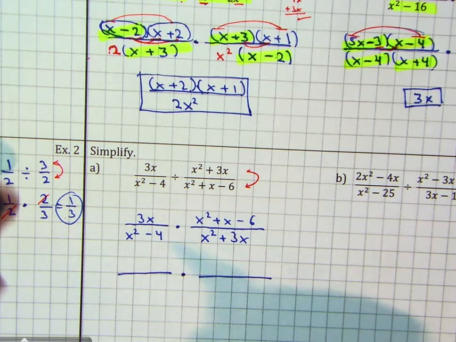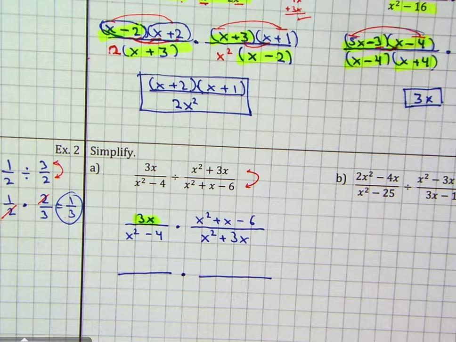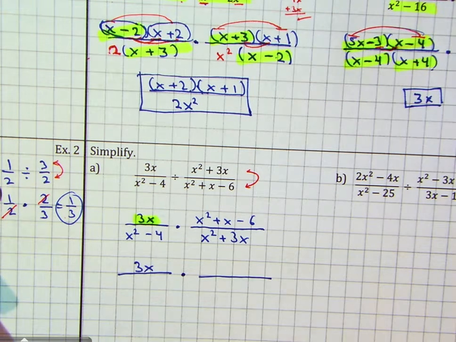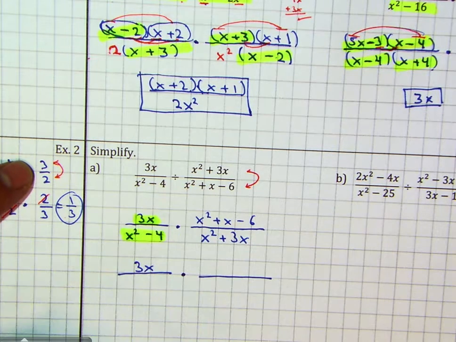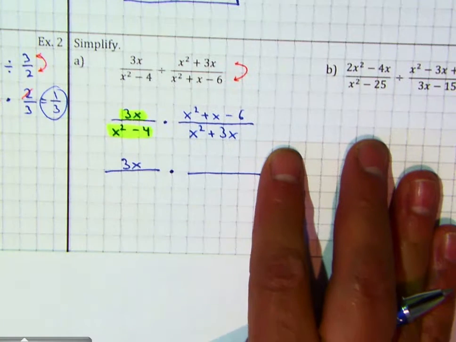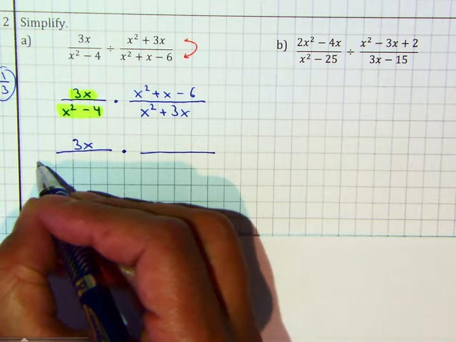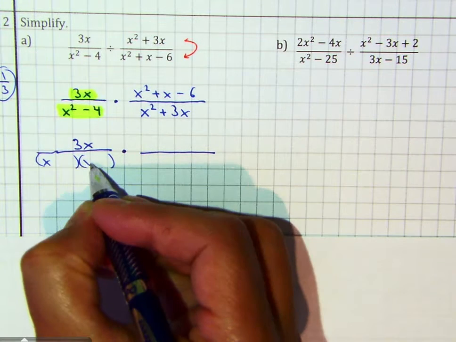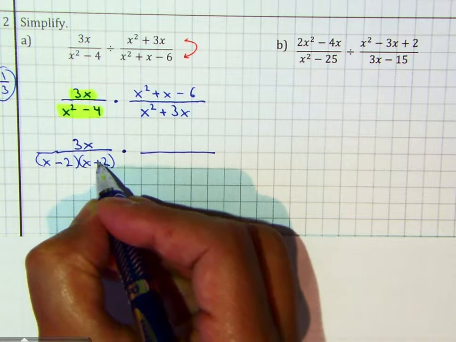So my 3x, what can I do with a 3x? Nothing, so it's just going to stay as is, 3 times x. How can I factor my x squared minus 4? That is called the difference of two squares, correct. So I can use double parentheses to factor that out. Factors of x squared give me x and x. Factors of 4 give me 2 and 2, 1 negative and 1 positive.